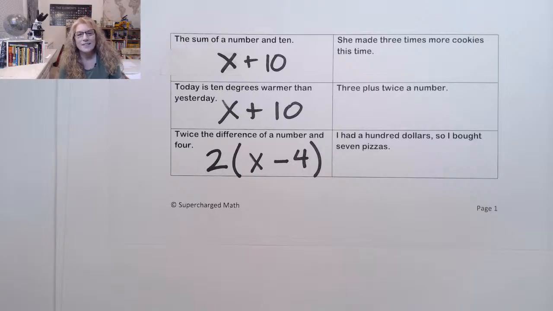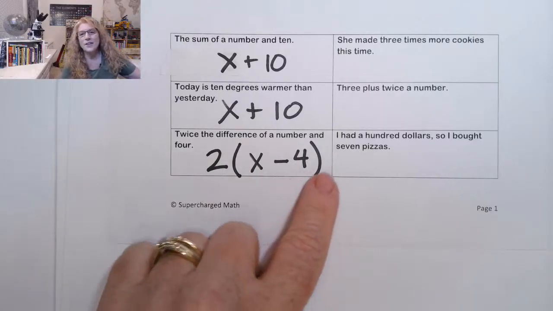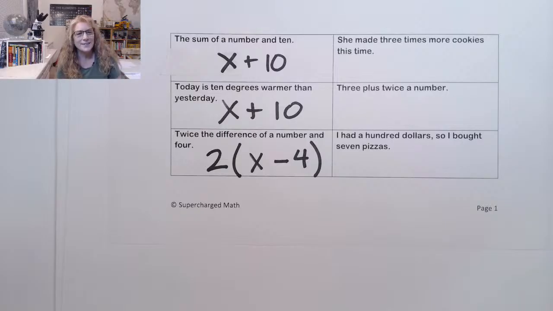Okay, and the last one, I had $100, so I bought 7 pizzas. That's what we do with our $100. I had $100, so I bought 7 pizzas. Okay, so you had 100. The pizzas are going to cost something, so are we going to add or subtract?